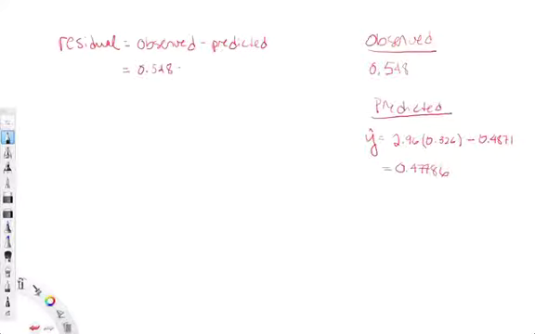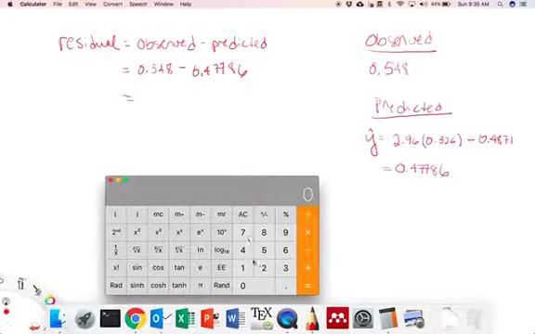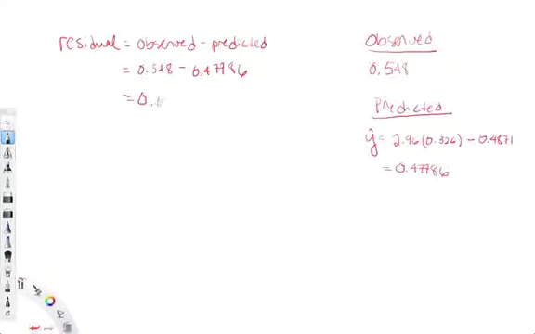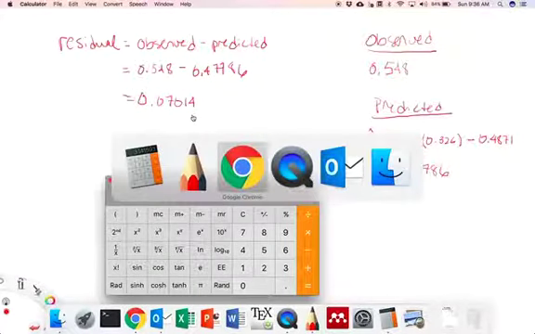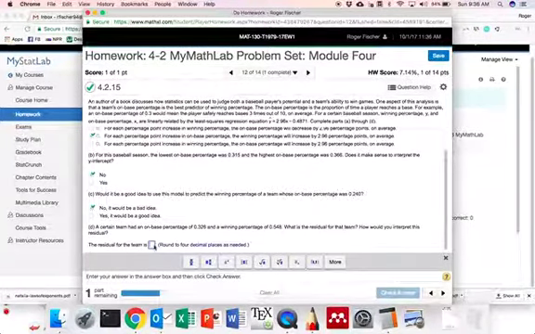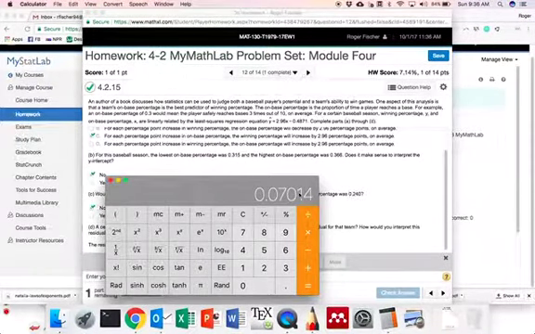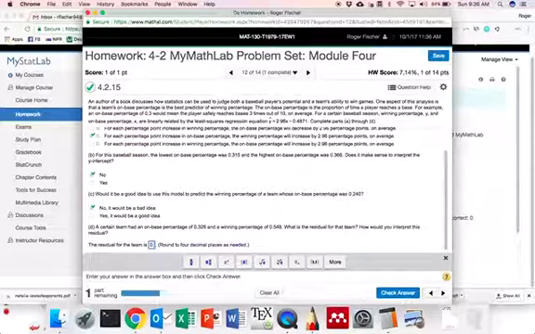So we have the observed, we have the predicted, we subtract. 0.548 is what we observed. The model says we should win this percentage of games. 0.548 minus 0.47786 equals 0.07014. The residual to 4 decimal places is 0.0701. Yes.